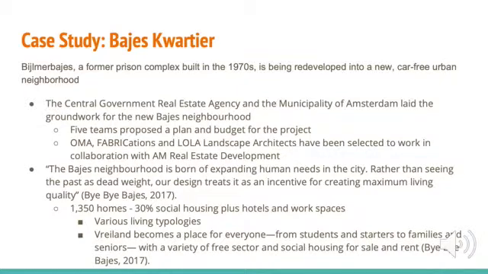The plan is to have 1,350 homes, 30% of which will be social housing, and then there will also be hotels and workspaces. So these houses will not exist in a vacuum, and there will be various living typologies. They're hoping that it becomes a place for everyone from students and starters to families and seniors, with a variety of free sector and social housing for sale and for rent.